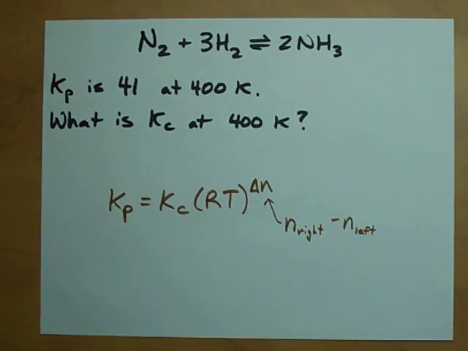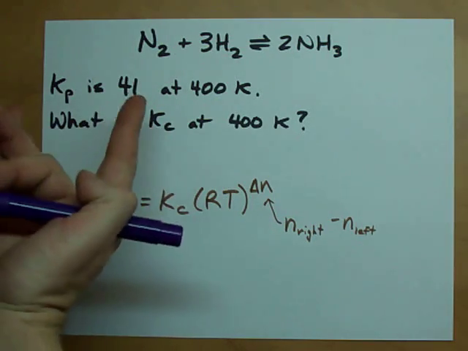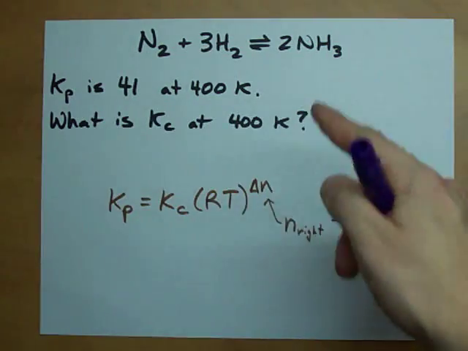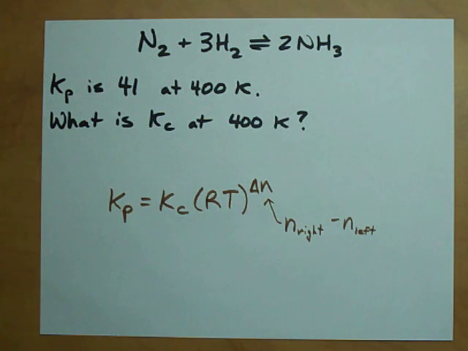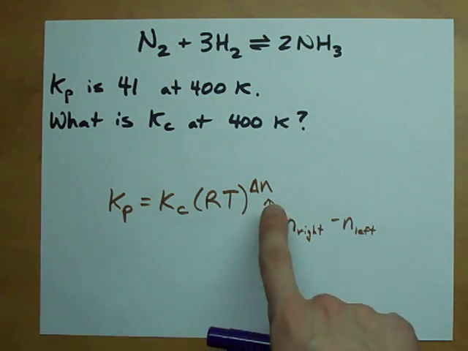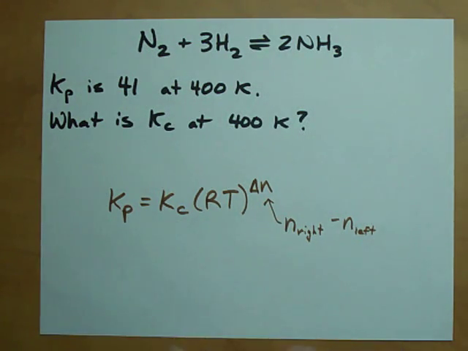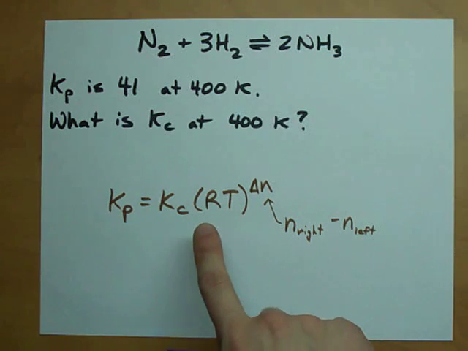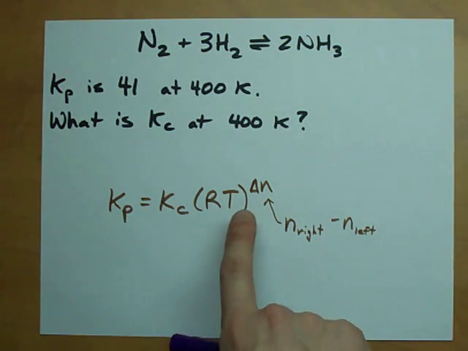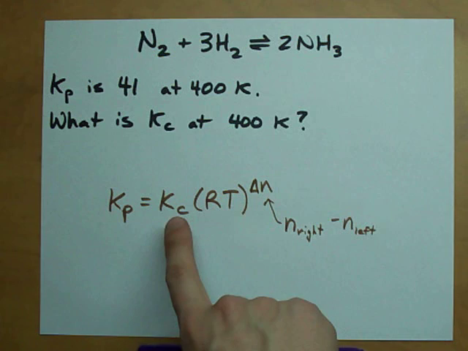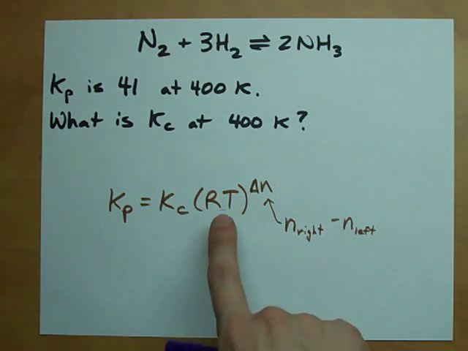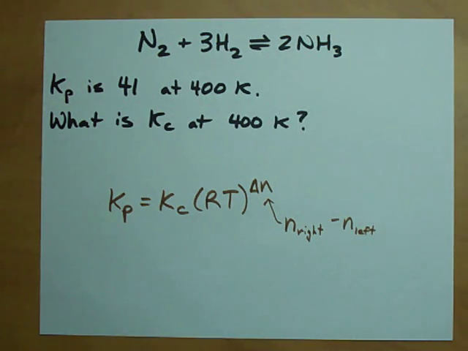Hey guys, if they give you Kp or Kc and ask you to calculate the other one based on an equilibrium reaction, all you need to do is plug what you know into this formula. Kp and Kc are mathematically related through this formula here because concentration and pressure differ by a factor of RT when you look at the ideal gas law.